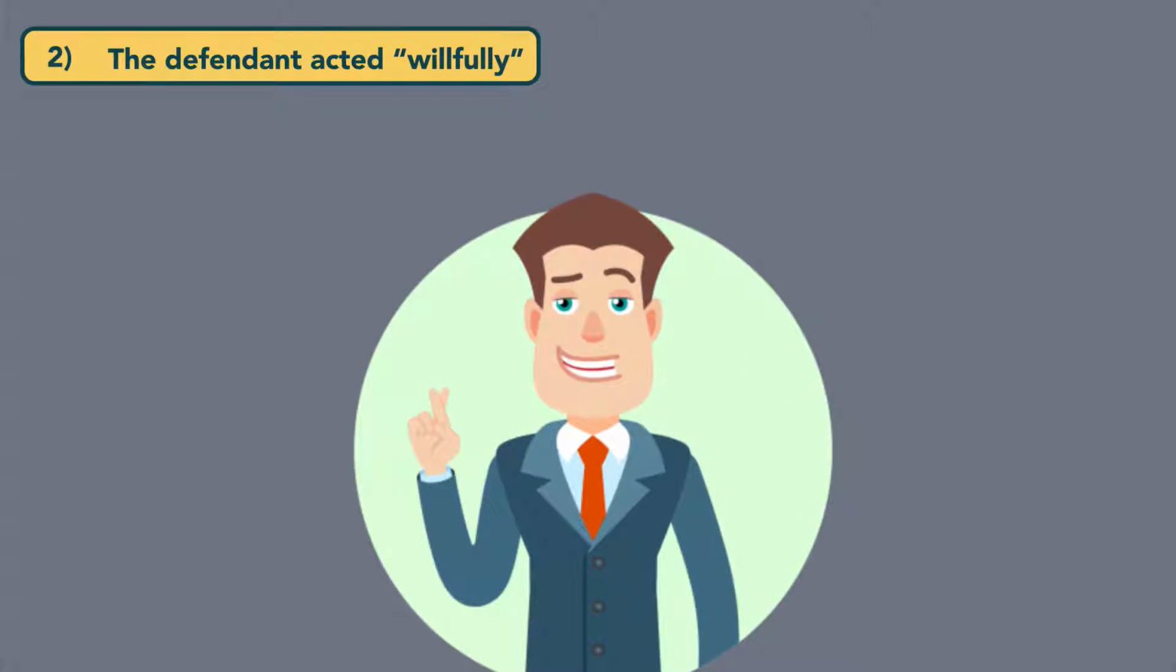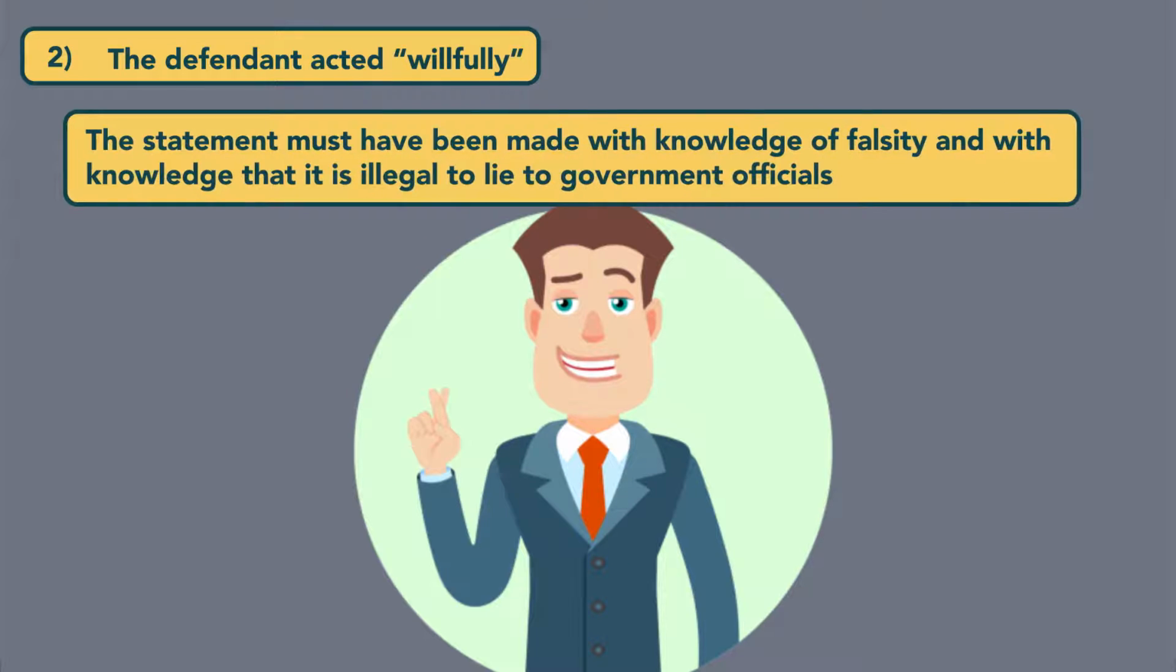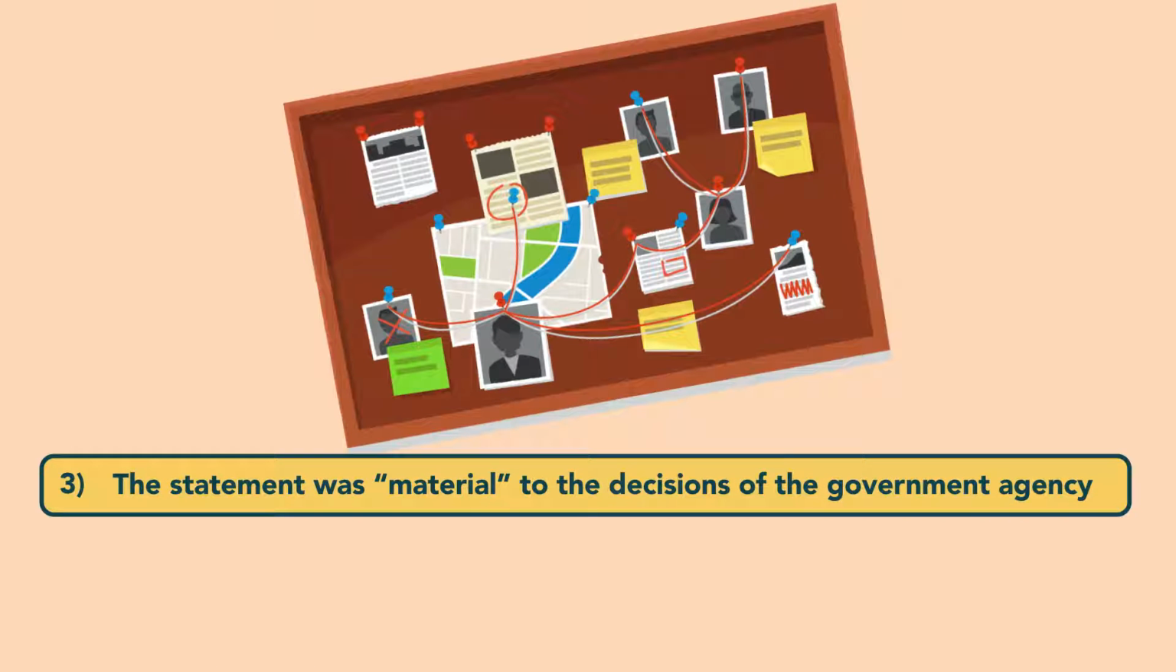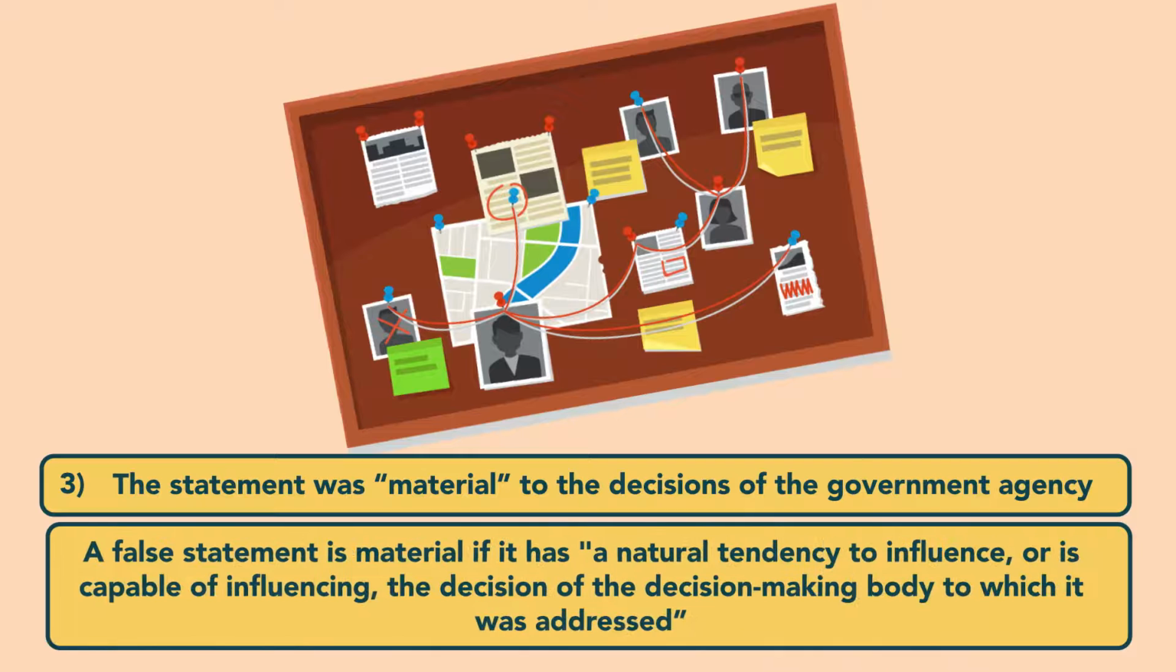2. The defendant acted willfully. This means that the statement must have been made with knowledge of falsity, and with knowledge that it is illegal to lie to government officials. And 3. The statement was material to the decisions of the government agency. A false statement is material if it has a natural tendency to influence, or is capable of influencing, the decision of the decision-making body to which it is addressed.